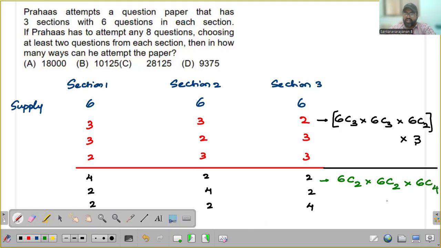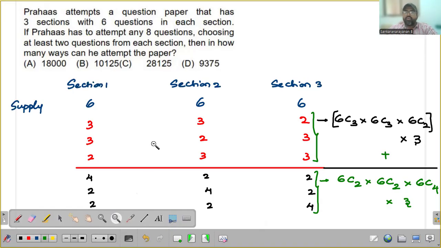Like what you just saw, there are 3 different possibilities that I have presented. The 4 that you are selecting may be from section 1, or from section 2, or from section 3. Got it? So this is possibility 1, this is possibility 2. The total number of possible ways that Prahas can attempt these questions in this fashion is what you get as the answer in the first scenario plus what you get in the second scenario.